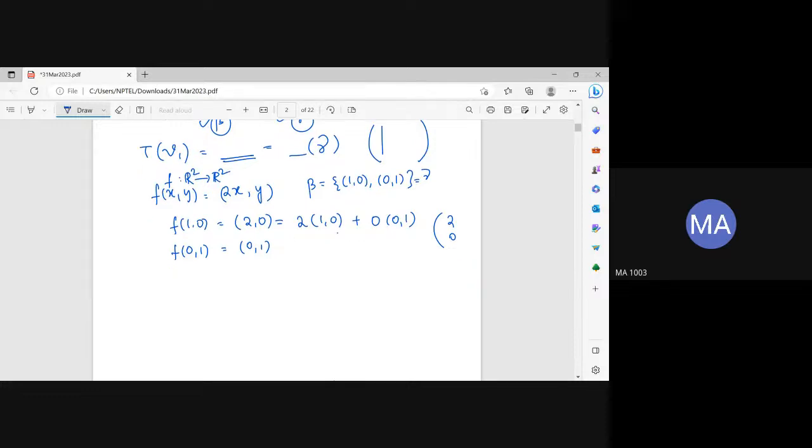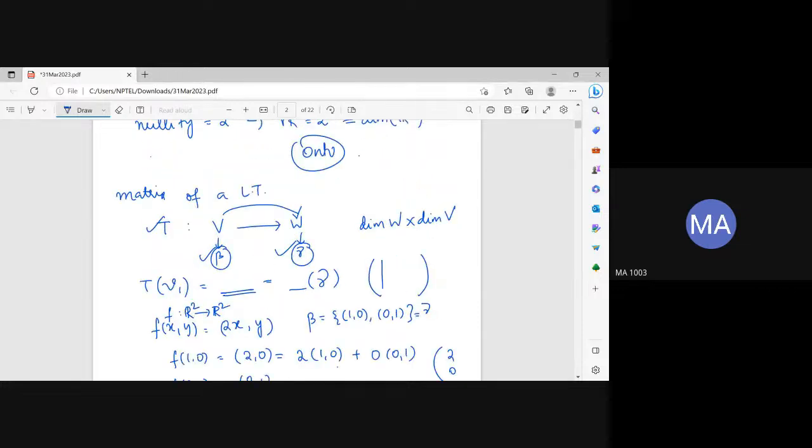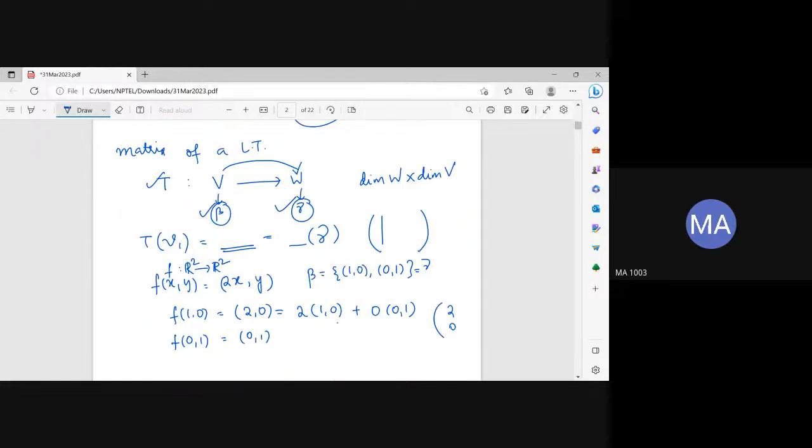Okay. Fine. So given a linear transformation and a basis for the domain and codomain, you can find out the matrix of the linear transformation, and you can also go back from the matrix. You can find out what the linear transformation is, provided you are given both these bases, beta and gamma. If you know beta and gamma and the matrix of the linear transformation, then you can find out what the linear transformation is.